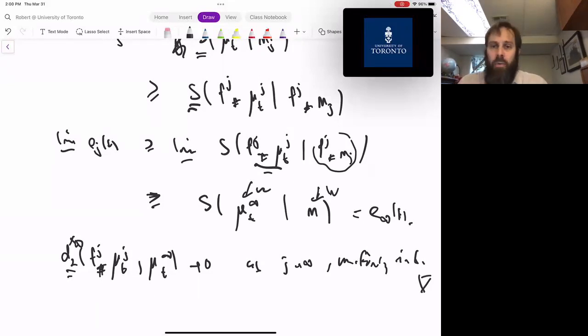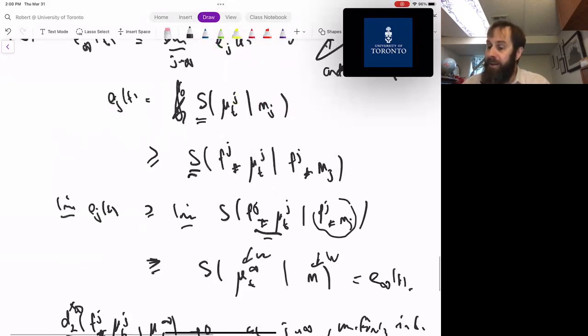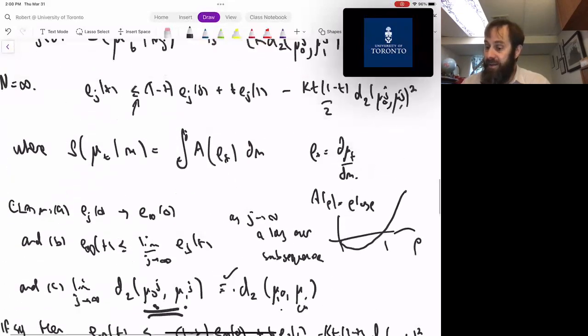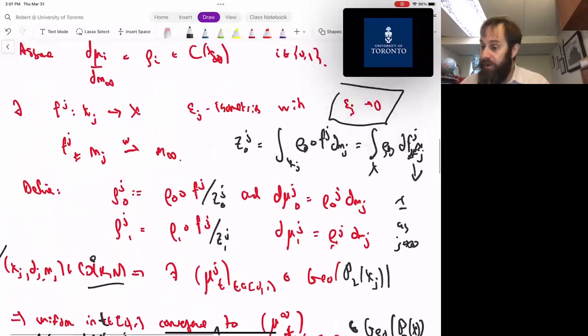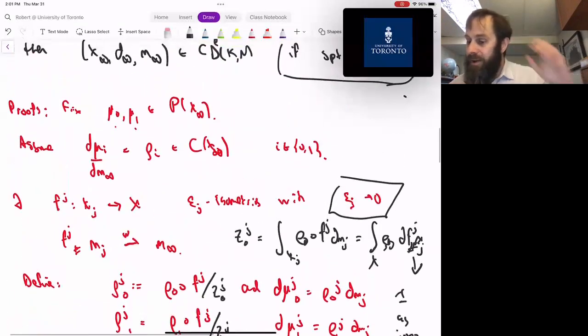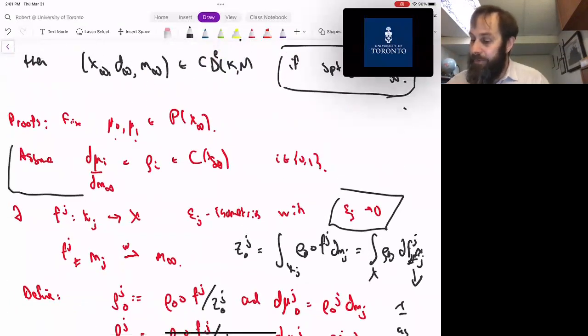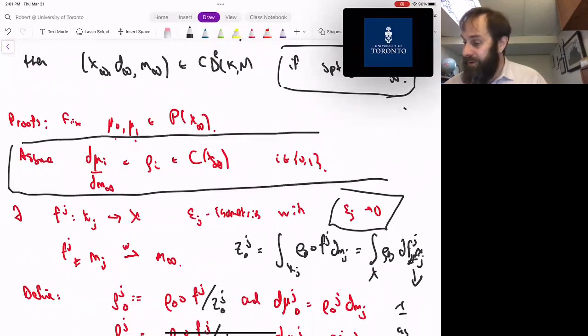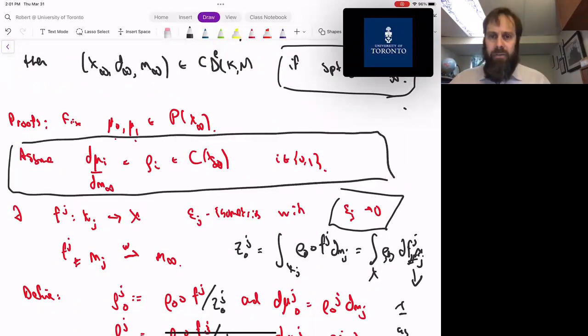modulo the fact that we made the simplifying hypothesis that we were going to start out with measures that had continuous density. So modulo this simplifying hypothesis here, we've completed the proof of the theorem. And so the remaining step is to show that this simplifying hypothesis doesn't cost any generality.